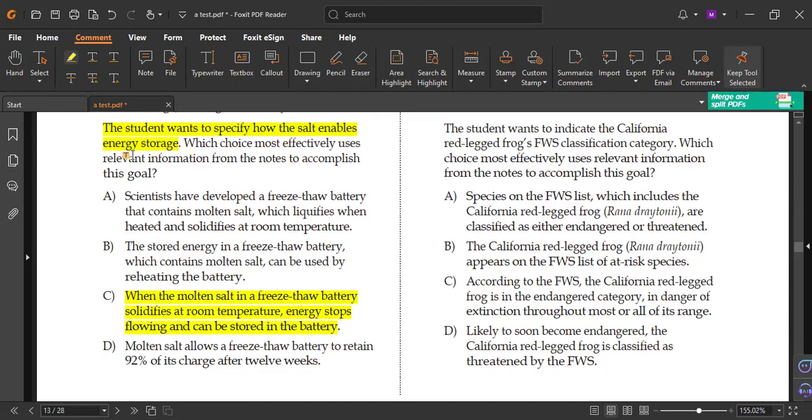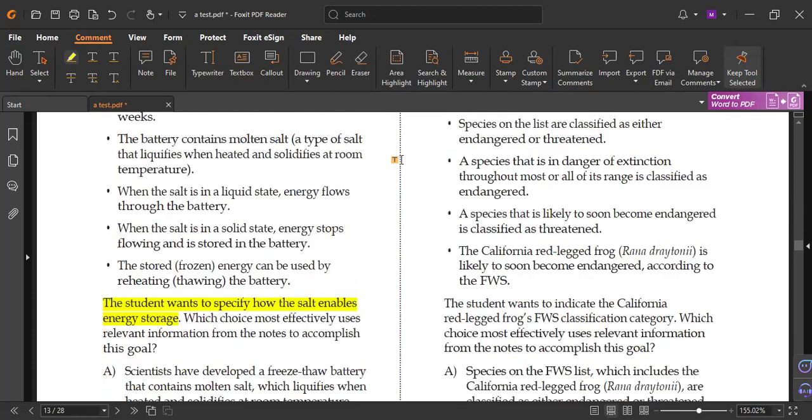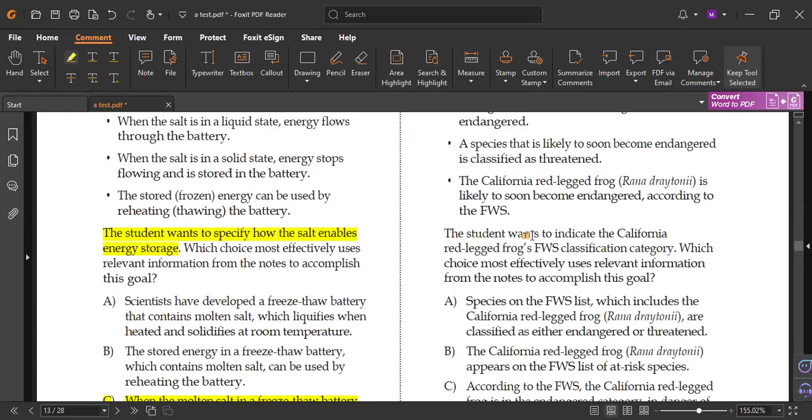So, how does it enable energy storage? It is to store the energy in the battery, as I mentioned here. Letter C tells us how, but letter D focuses on how much only, and does not explain how. That's why. Get it? Yes. Right. Here it's the same. What does the question need?